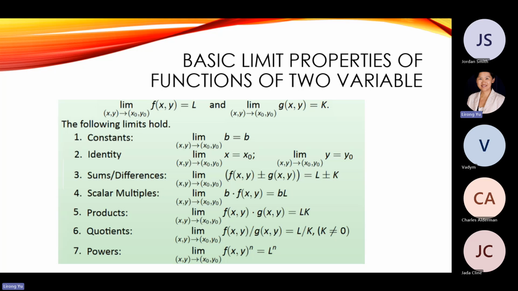Number four, if the function is multiplied by a number, then the limit of this function equals the limit value multiplied by that number. So that means if we have a common factor in the limit computation, that number can be written outside of the limit calculation, and you focus on the limit calculation, which is L.